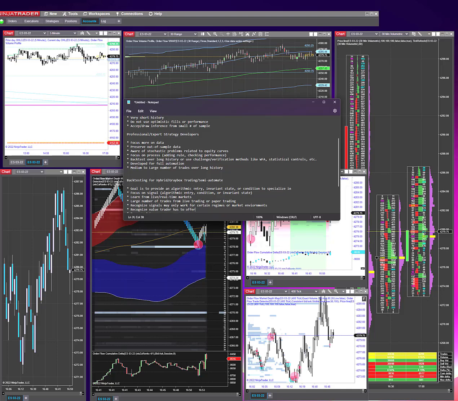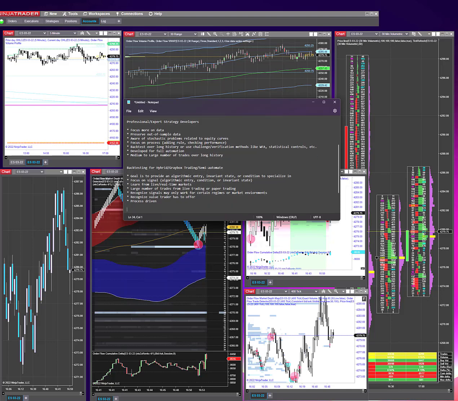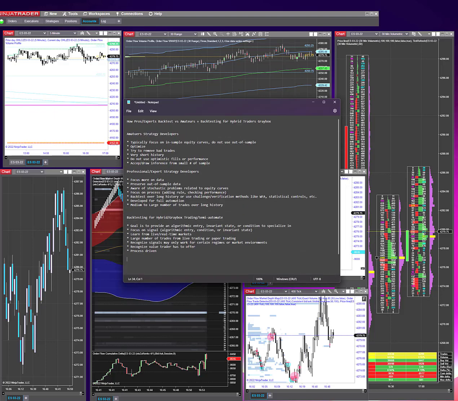So it's just a little different process, obviously for different goals, but hopefully you can take something from this, whether you're wanting to develop better automated strategies, or if you want to improve your discretionary trading, this may give you some ideas. As well, if you're more of a novice developer and you find yourself making some of these amateur mistakes, you may want to try to do more work in the professional groups.